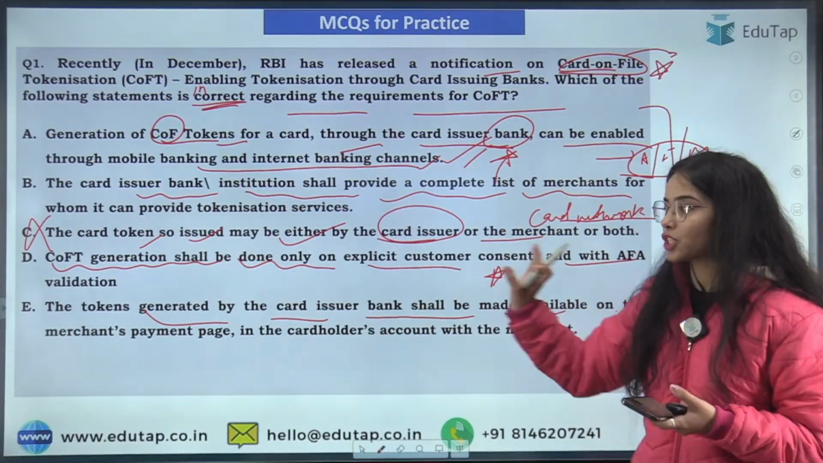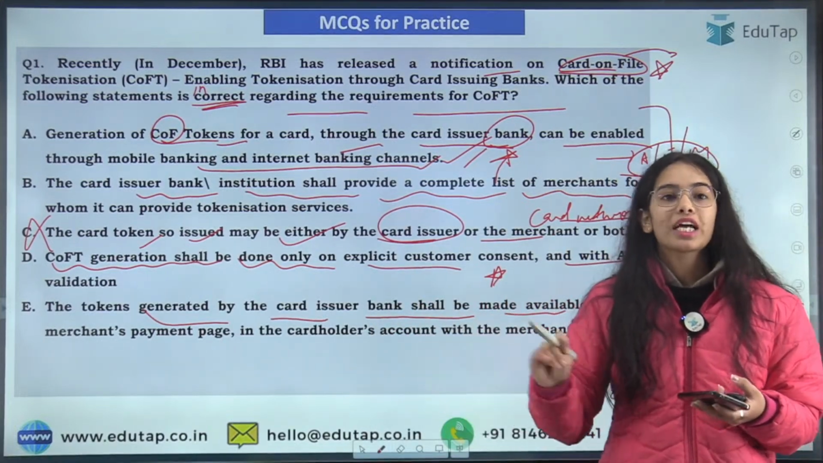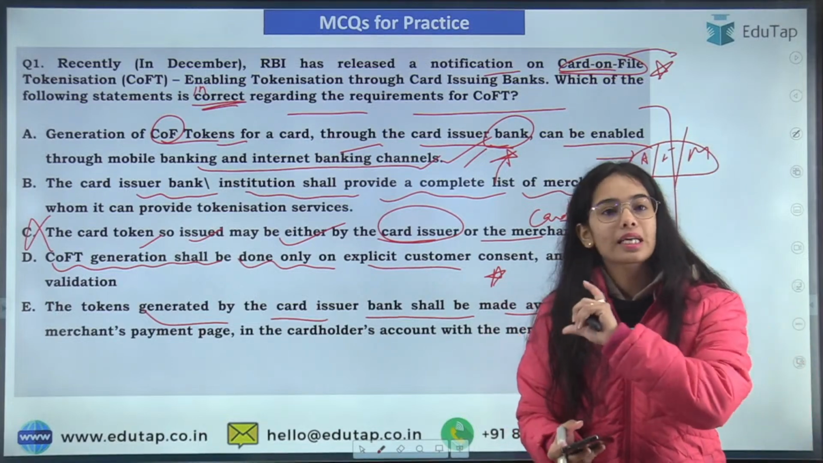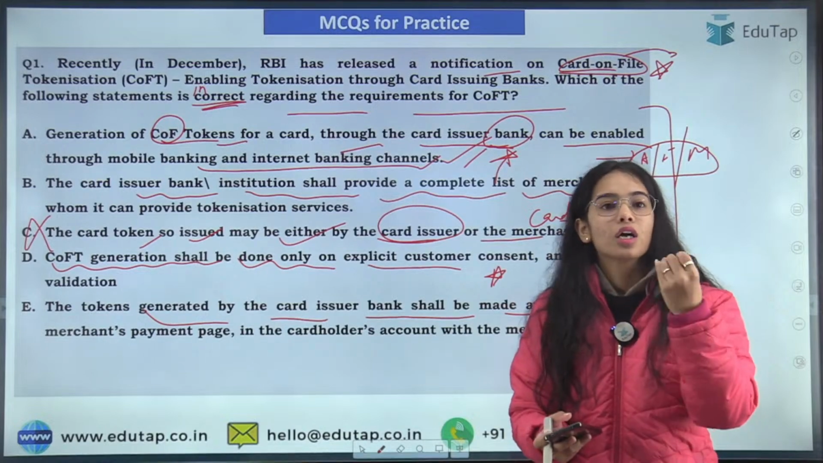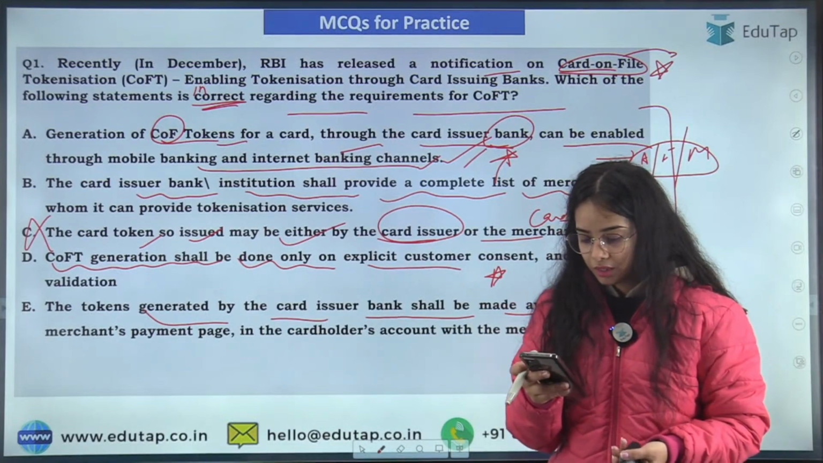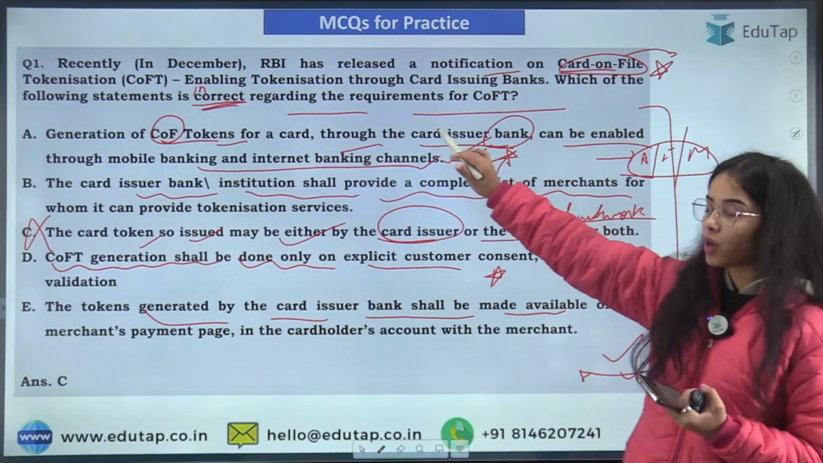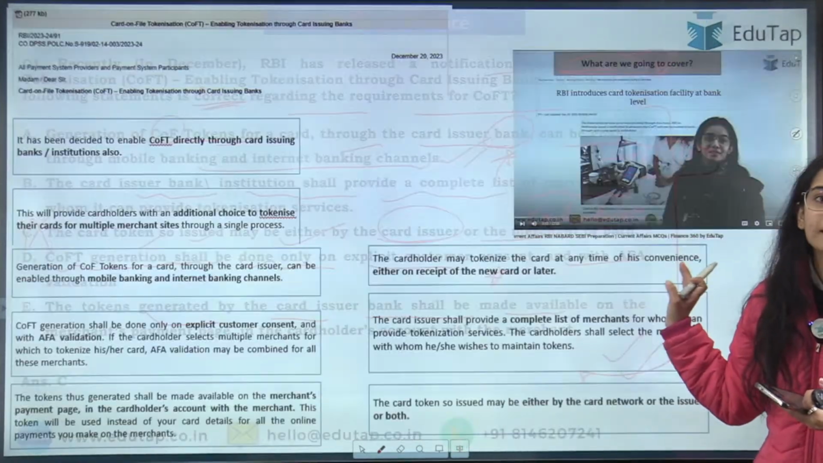So the token has to be sent to the merchant's payment page so that the merchant is also aware that this is the token for any card number that the customer has. Okay, so C is the answer. Here it was an incorrect statement that you had to find, and C was the answer.